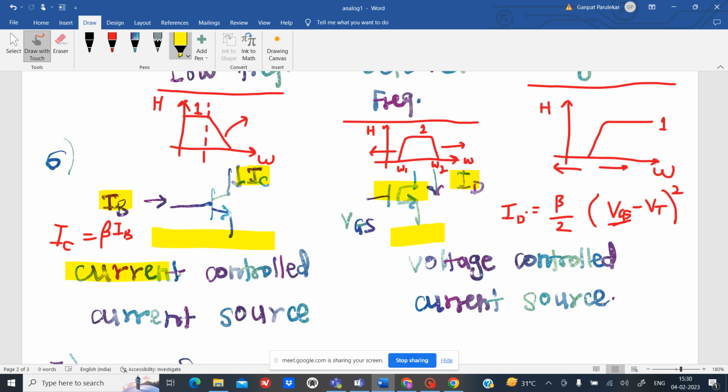So we can say that the BJT acts as a current controlled current source. That is, when you pass IB, depending on the value of beta, IC will change. That is, IC is equal to beta into IB. And in the case of the MOSFET, the MOSFET acts as a voltage controlled current source. That is, when I change VGS, depending on the value of VGS, the current through the drain, that is ID, will also change, because ID is a function of VGS, and in the case of the BJT, IC is a function of IB. So the answer is: the BJT acts as a current controlled current source, and the MOSFET acts as a voltage controlled current source.